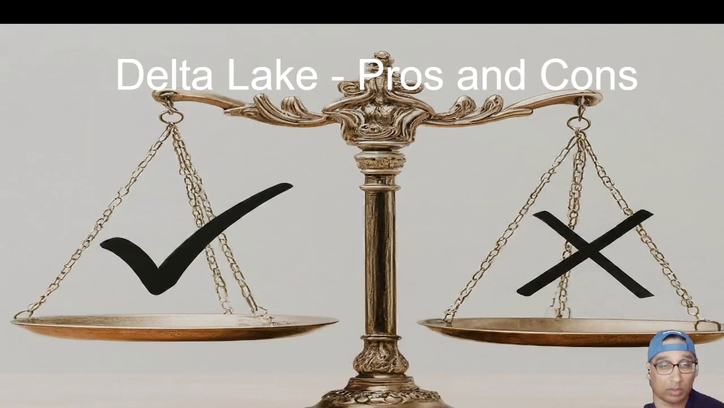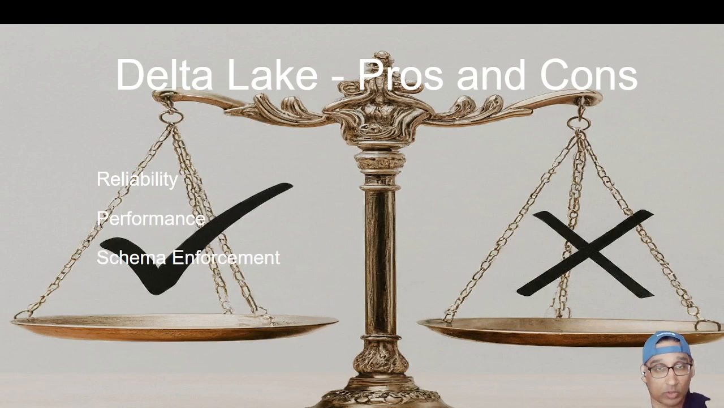Now, Delta Lake offers several benefits. Some of them are reliability, where you have ACID transactions that ensure your data is always consistent and accurate. Performance, where it's optimized for faster data access and manipulation compared to traditional data lakes. And then you've got schema enforcement, which improves data quality and simplifies querying by defining data structures.